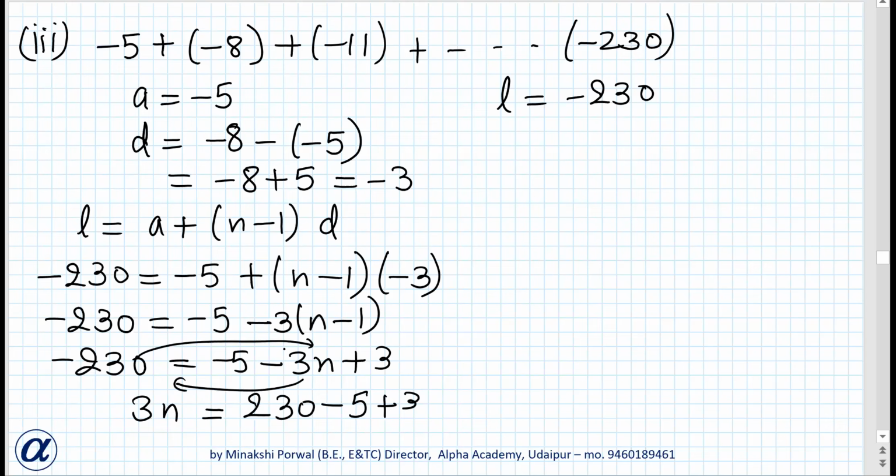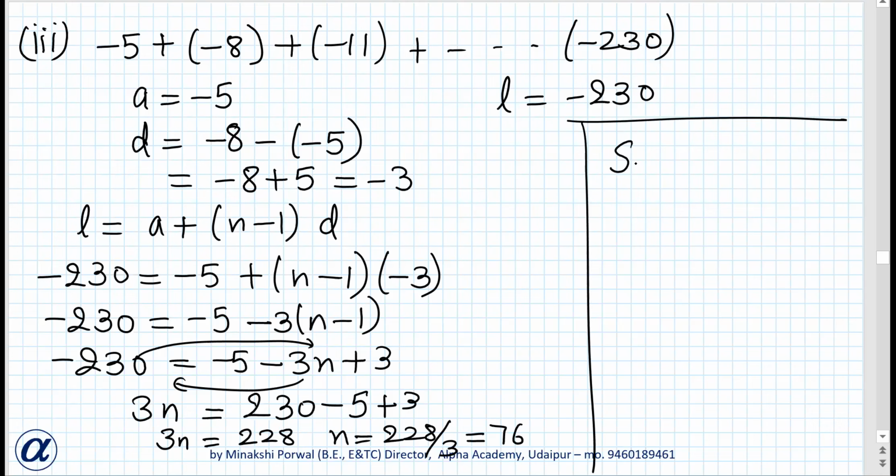Now we'll find this number. So 230 minus 5 is 225, plus 3 is 228. So 3N equals 228, or N equals 228 upon 3, that is equal to 76. So the total number of terms is 76.